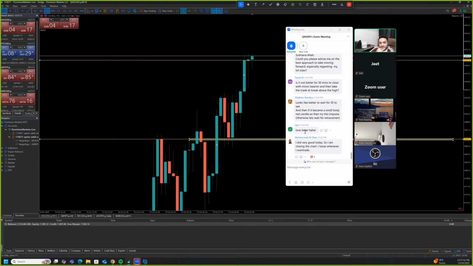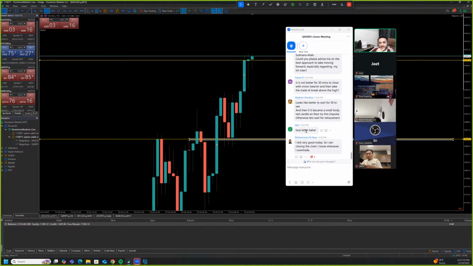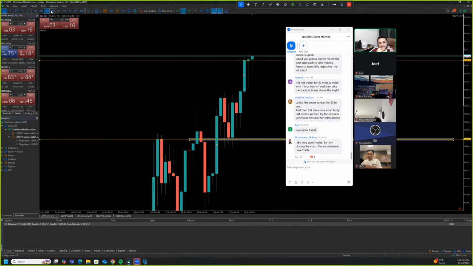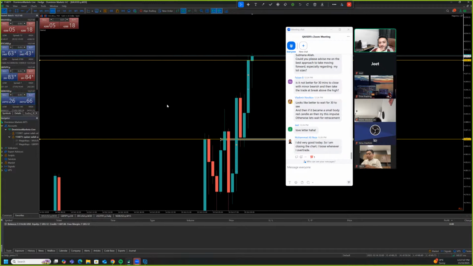Is it not better for the 30 minutes to close with a minor bearish and then take the trade at a break above the high? Let's see, there's just 3 minutes left for this 30-minute candle to be closed. Let's see, just 2 minutes left for this 30-minute to be closed. Looking at this one, it looks better to wait. Okay, and then it became a small body red candle, and then try this impulse, otherwise let's wait for retracement, I think so.